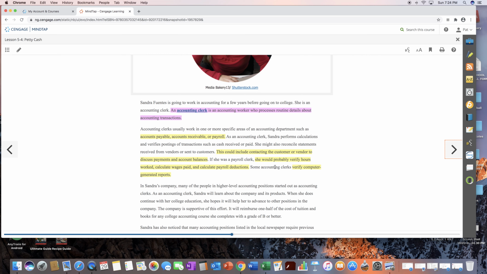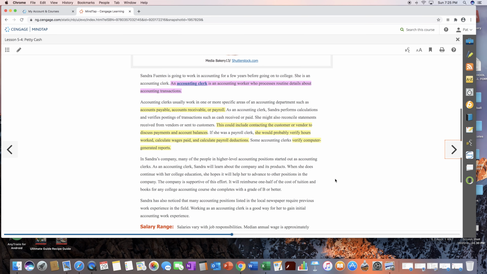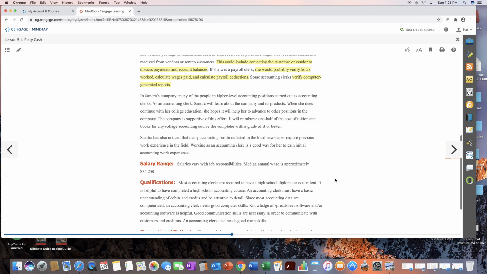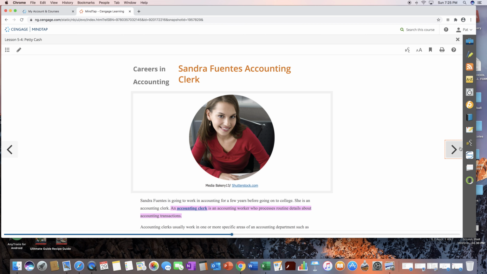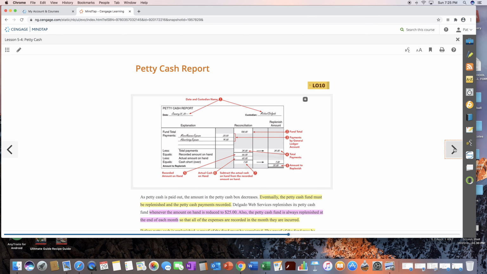Depending on how big it is, it could be a one or two person job or multiple people. They also might be somebody who takes payments, like we talked about with accounts payable, vendors, keeping track of account balances, verifying hours, wages for payroll, verifying computer generated reports, things like that. So, accounting clerk is something you might see on a study guide later.